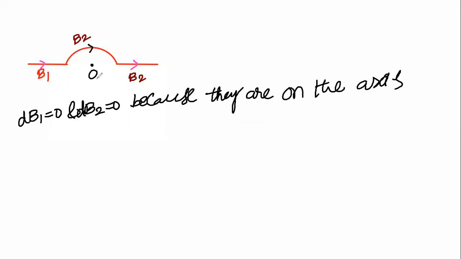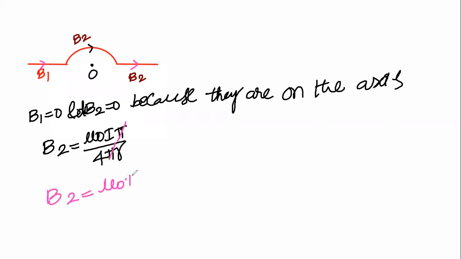Next, the magnetic induction due to the semicircular one, we have to take that B2. B1 is equal to 0 and B2 is also equal to 0; dB not required. It is a semicircular path. If you take the semicircular path, B2 is equal to mu naught I into pi divided by 4 pi r. The pi in the numerator and denominator gets cancelled. B2 is equal to mu naught I divided by 4r.